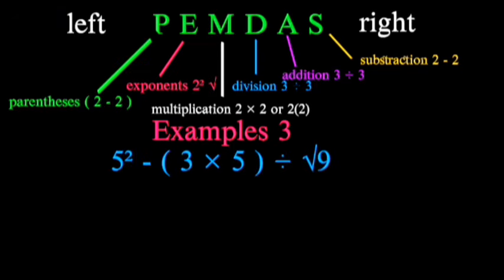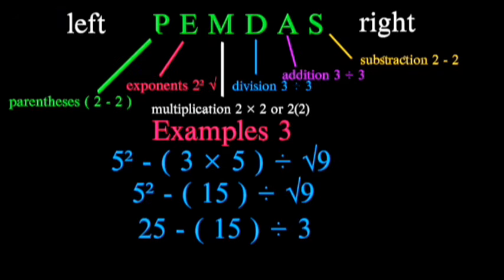Now another example. 5 squared minus 3 multiplied by 5 divided by the square root of 9. First, calculate inside the parentheses. 3 multiplied by 5 equals 15. Next, handle exponents and roots. 5 squared equals 25. The square root of 9 equals 3. The expression becomes 25 minus 15 divided by 3. Since division comes before subtraction, we divide first. 15 divided by 3 equals 5. Finally, subtract. 25 minus 5 equals 20. The final answer is 20.